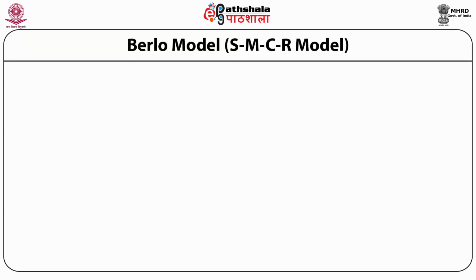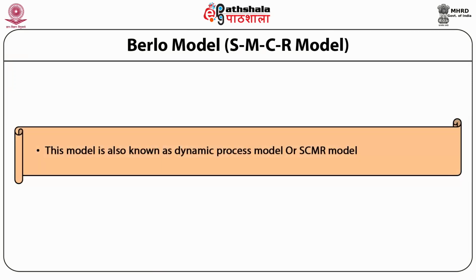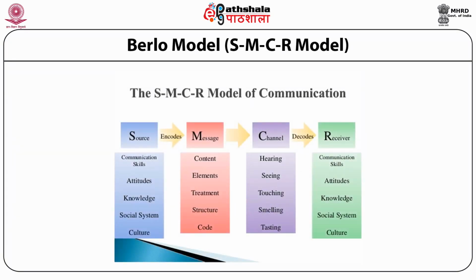Berlo's model, or the SMCR model. This model is also known as the dynamic process model. SMCR model of communication. S stands for source, M stands for message, C stands for channel, and R stands for receiver. The source or the sender encodes the message, then through a channel it is sent to the receiver who decodes the message.